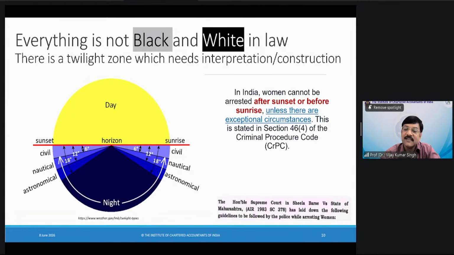In the case of Sheela Barse versus State of Maharashtra, 1983, the Supreme Court laid down clear guidelines for police while arresting women, and how they have to deal with it. So I am just trying to make a point that in law there will always be this twilight zone where there will be a requirement of interpretation. And that is why this particular subject is important.